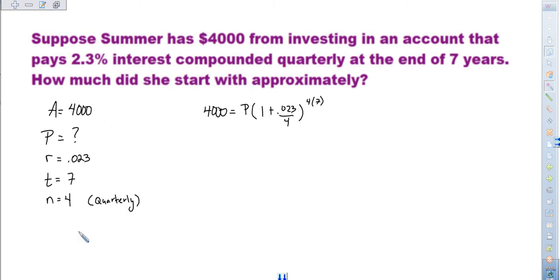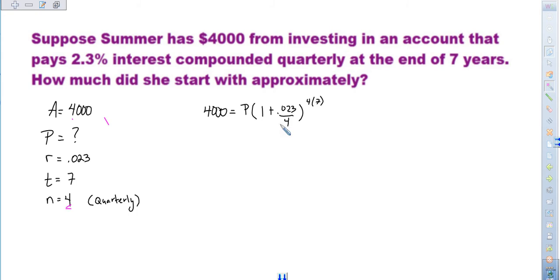So when we plug everything in, 4,000 was actually the ending amount. She got it from investing. We don't know how much she started with, and you've converted all your rates. Remember, quarterly is 4, and so then you plug it into your formula here.